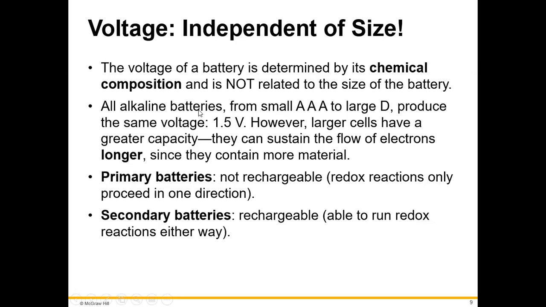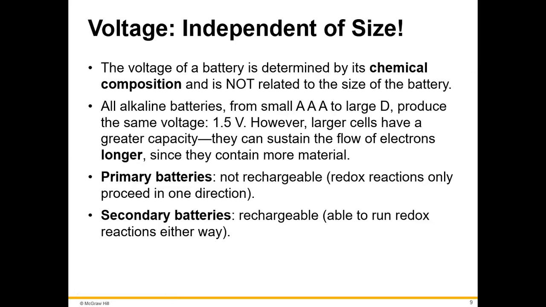So what's different between a AAA versus a D? Well, it's because that one can last longer. One can sustain a flow of electrons longer. So that's the main difference, okay? It's not the voltage. As long as they have the same chemical composition, they're all going to produce the same voltage. It's just going to be how long those batteries last.